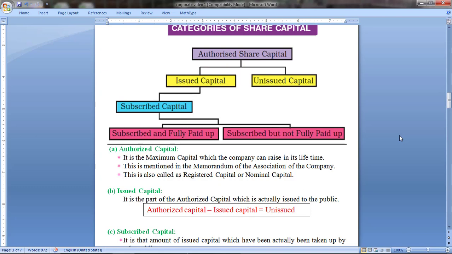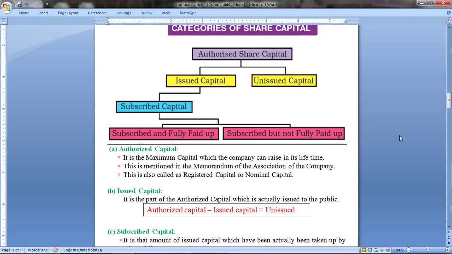It is applicable that the company cannot raise its funds more than the authorized capital. So it is a limited one. Till its lifetime, it can raise the capital which is mentioned in the memorandum of association as an authorized capital.